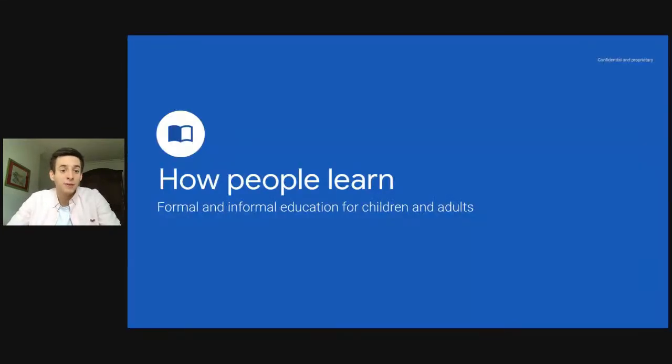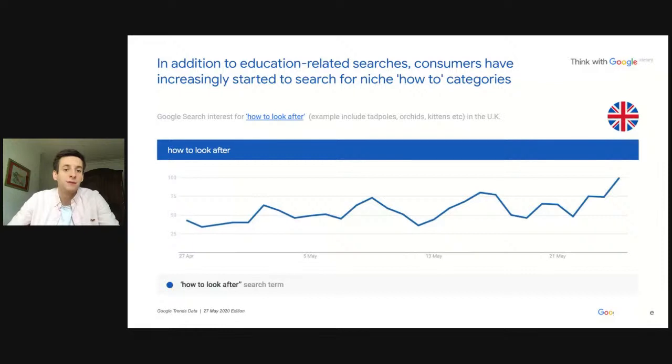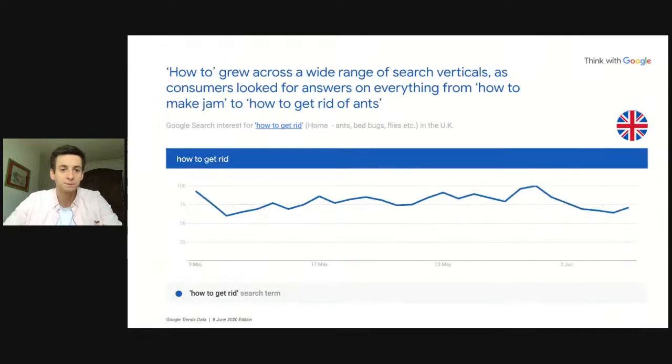If we look at how people learn, this can be from formal to informal education, as well as for adults, but also for children. Something that has been, of course, another sort of consequence of COVID is that a lot of people have had to look after close ones, especially children and the elderly over the past few weeks. And this, again, can be seen in the trends numbers.